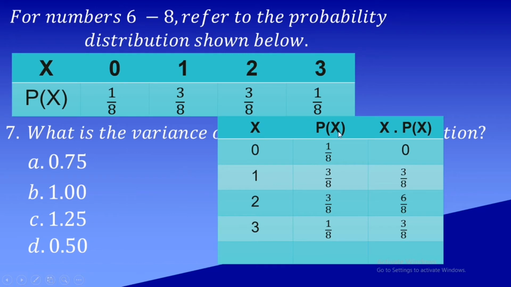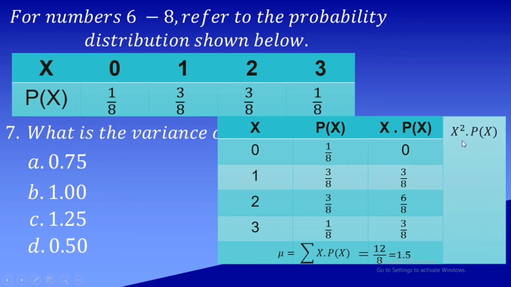So let's construct the table of the probability distribution. Again, get the product x times p of x. That is 0 times 1, 0. 1 times 3 is 3 over 8. 2 times 3 is 6 over 8. 3 times 1 is 3 over 8. Then get the summation of x times p of x, that is our mu or the mean, which is 1.5.